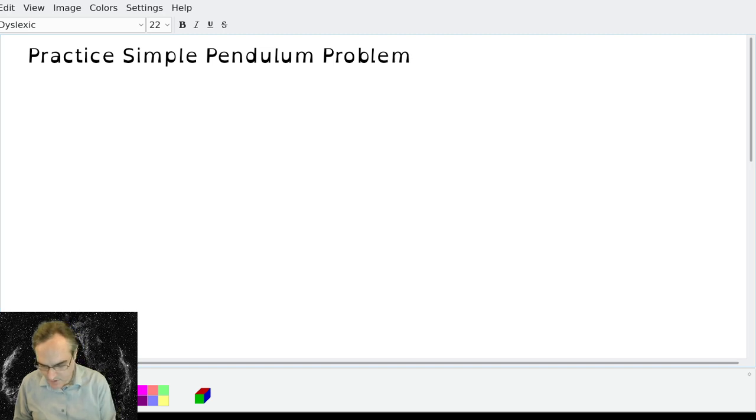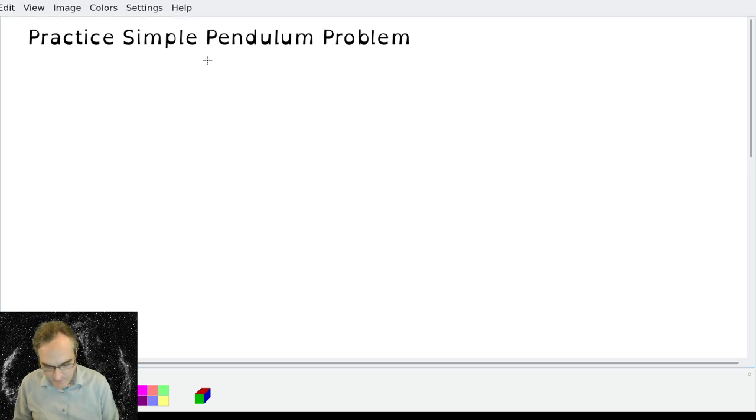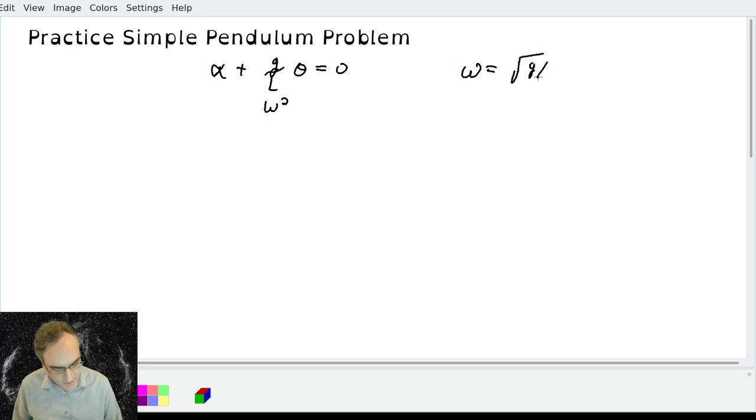So before I put the problem up, a quick reminder, when we were solving this for the simple pendulum, we had theta, and since this part is our omega squared, that means omega is the square root of g over L, and we'll be making use of 2 pi over the period is the square root of g over L in order to do this. So let's have a look at the problem.